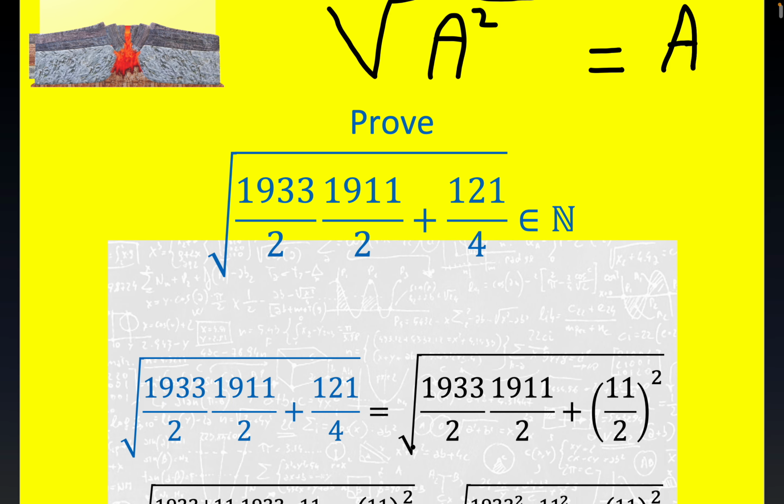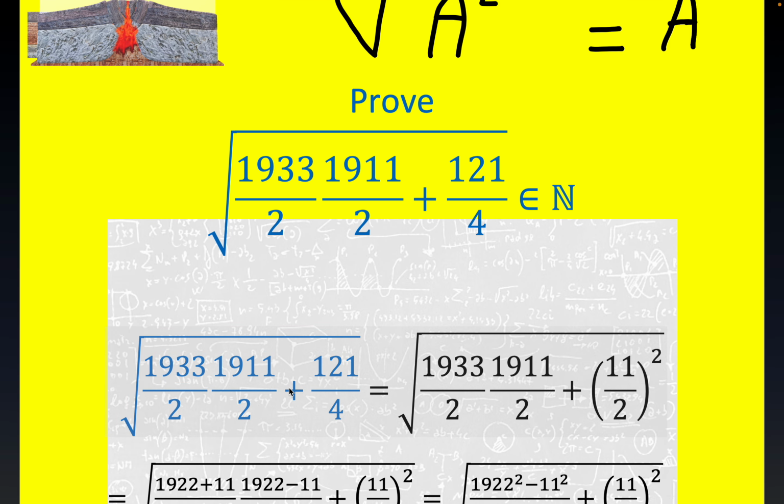So here's the problem recopied. Now what you'll notice is that I rewrote this piece right here as a perfect square, and that's a good start. You know that this part is a perfect rational square, namely 11/2 squared is 121/4. So at least we have a square sitting right here.